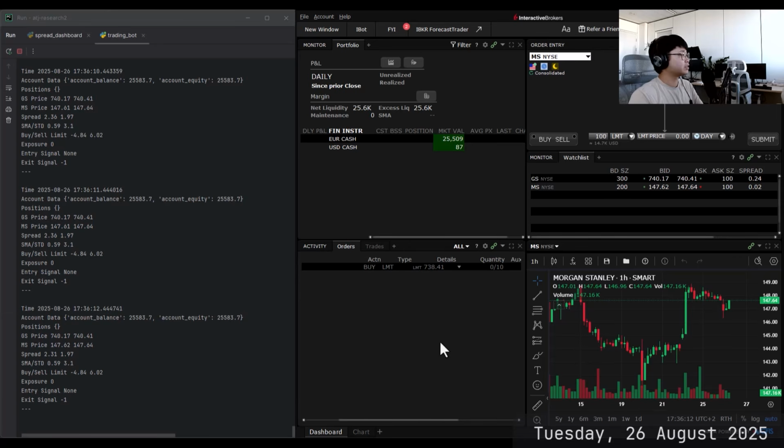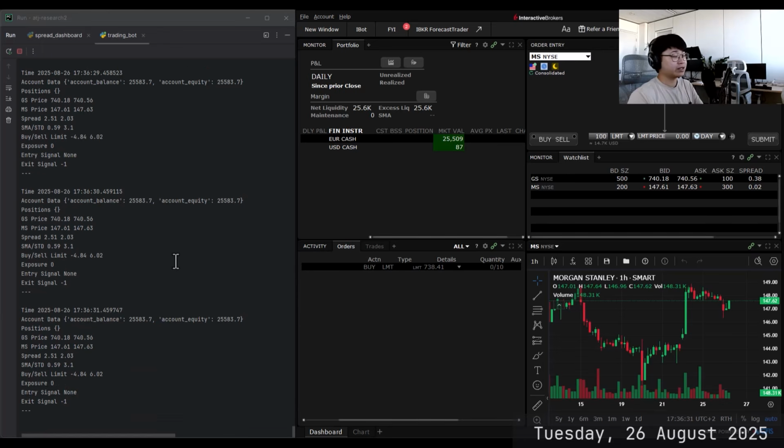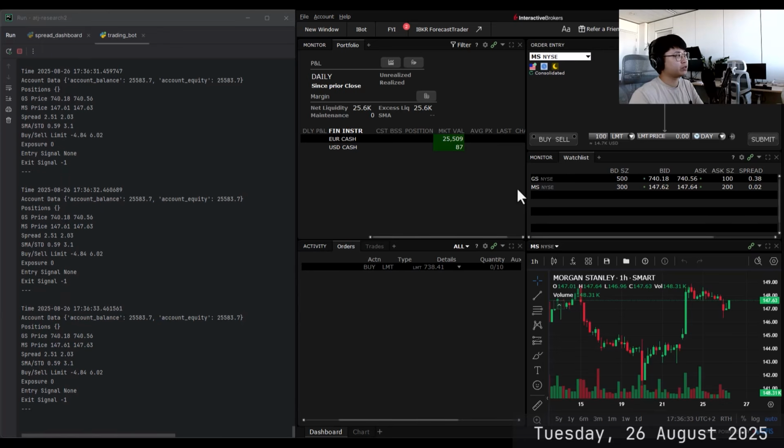Let's start trading. So today is Tuesday, 26th of August, and finally the trading bot is running live. On the right side, you see the TWS platform by Interactive Brokers, where I funded the account with 25,000 euro. And on the left side, we have our console where the trading bot is running. This trading bot is trading the statistical arbitrage between Goldman Sachs and Morgan Stanley. And let's now go to our web application where I can explain the strategy in more detail so you guys understand what we are actually trading.